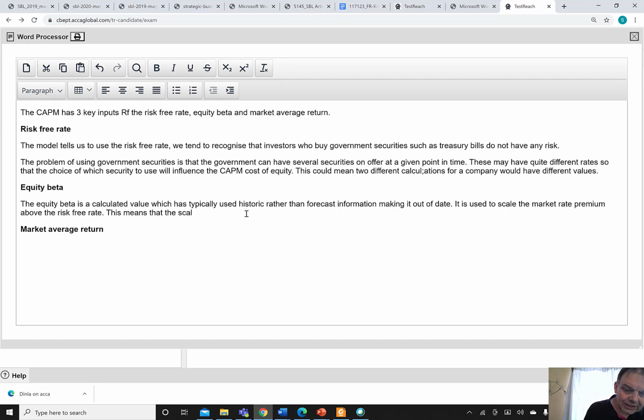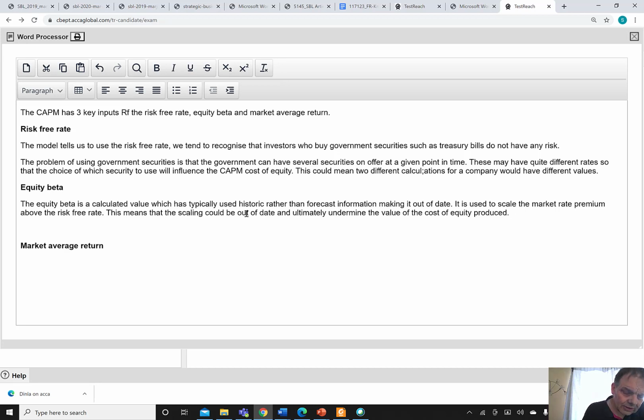It means that the scaling could be out of date and ultimately undermine the value of the cost of equity produced.